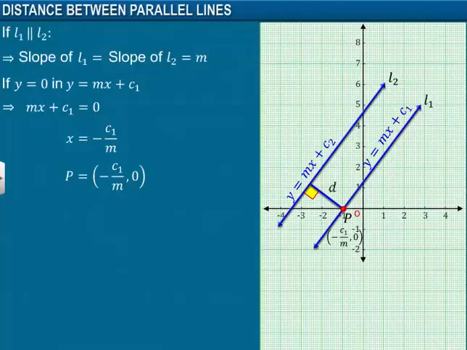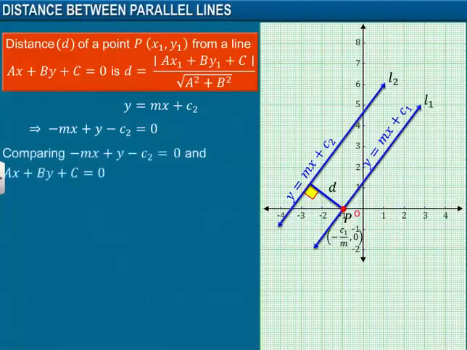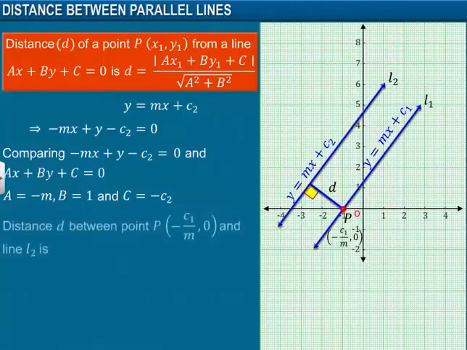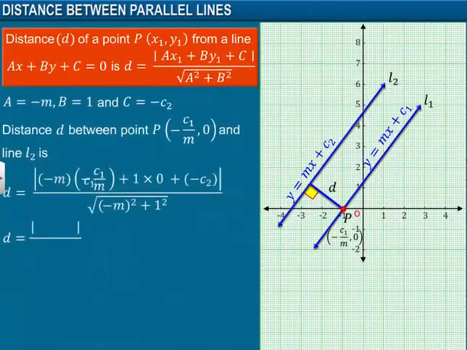Recall the formula for the distance of a point from a line. The equation of line L2 in general form is minus mx plus y minus c2 is equal to 0. Comparing the rearranged equation of line L2 with the general equation of a line, we get the values of a, b and c as minus m, 1 and minus c2 respectively. Substituting the coordinates of point P and the values of a, b and c in the formula, we get equation 1 that gives the value of distance d as modulus c1 minus c2 upon under root 1 plus m square.